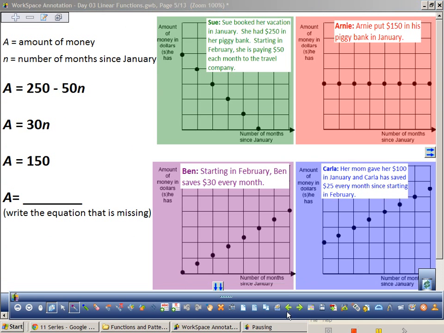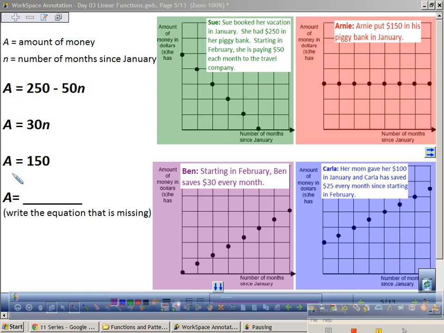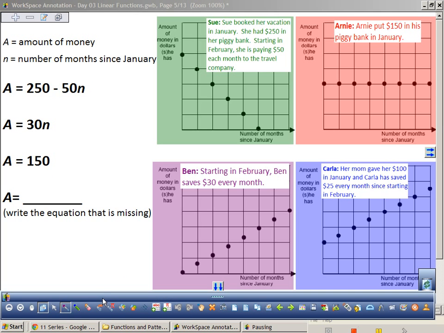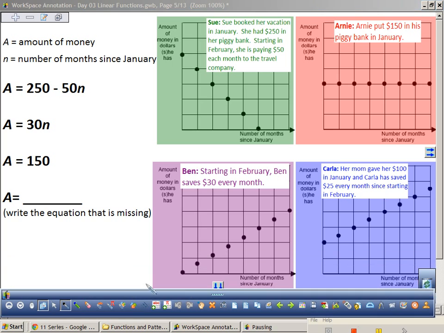let's step it up a notch. So we've got Sue, Arnie, Ben, and Carla. And I've got 4 different scenarios here. Actually, we're going to write this one ourselves. So which one is which, and why? Look at them just for a second.